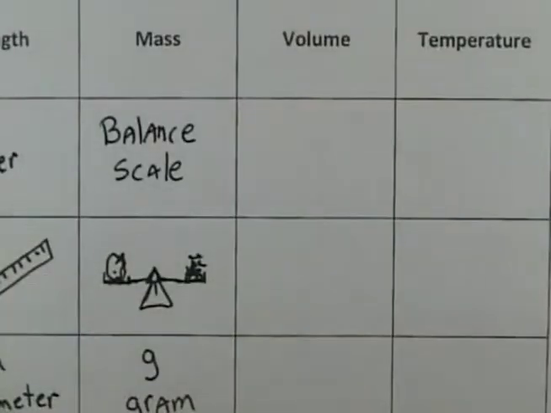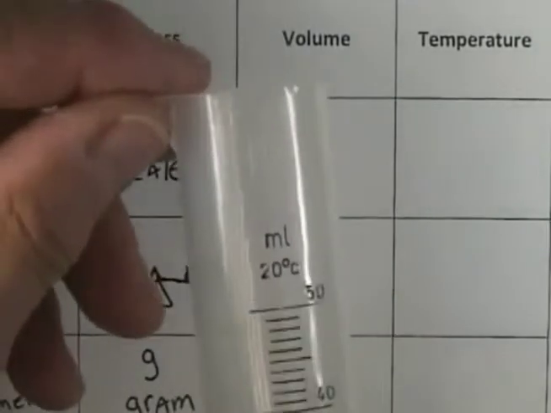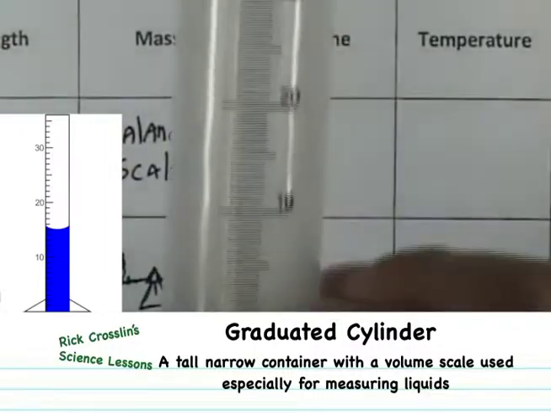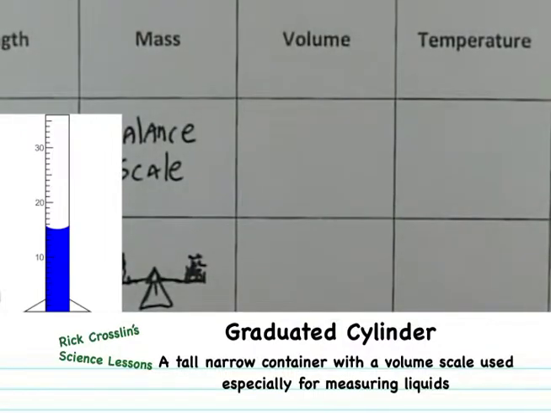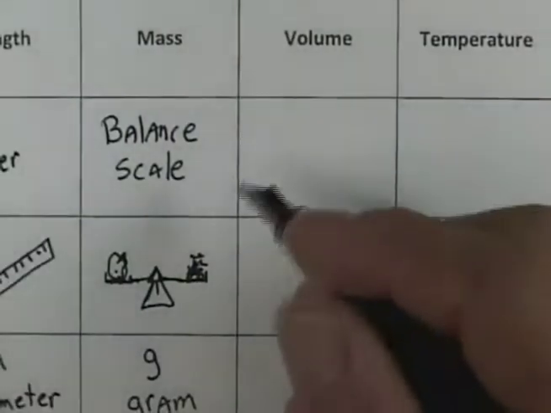And what do we use for that? Oh, I know what we use. We use something that looks like this. It's my graduated cylinder. My graduate cylinder. Here we go. Check it out. So it's a graduate cylinder.